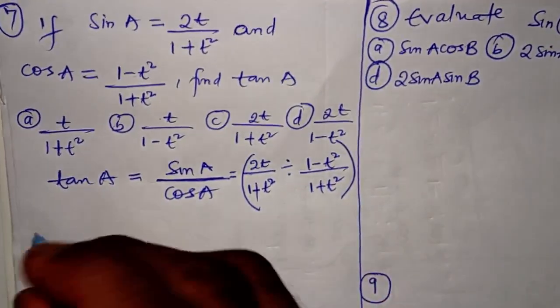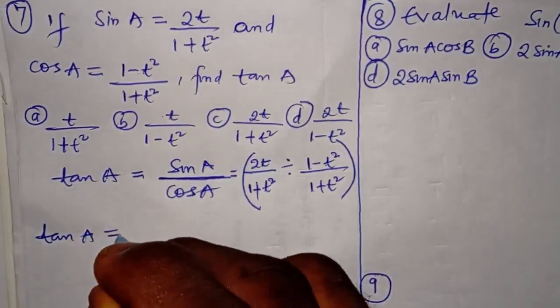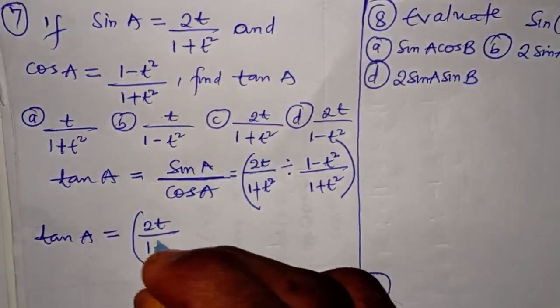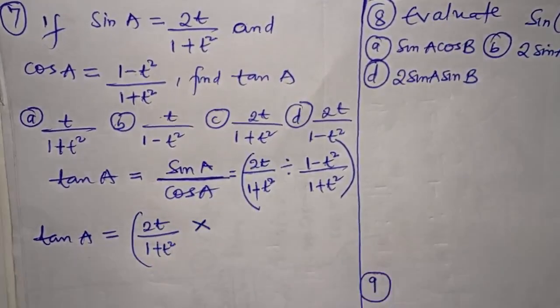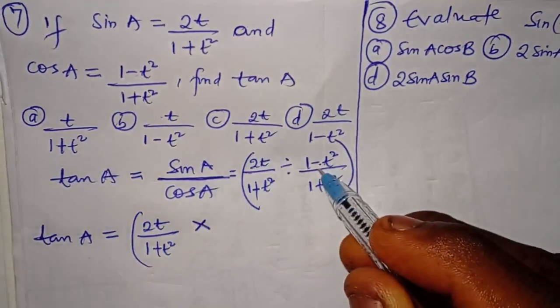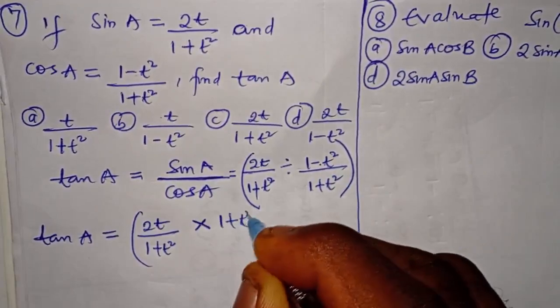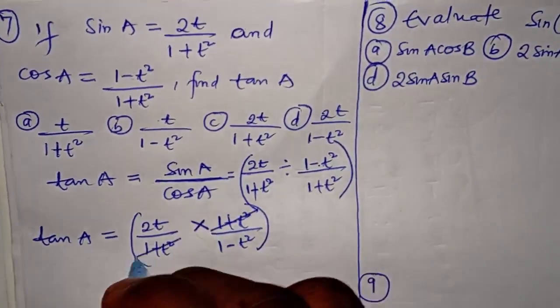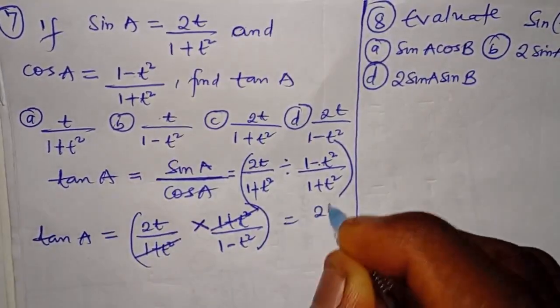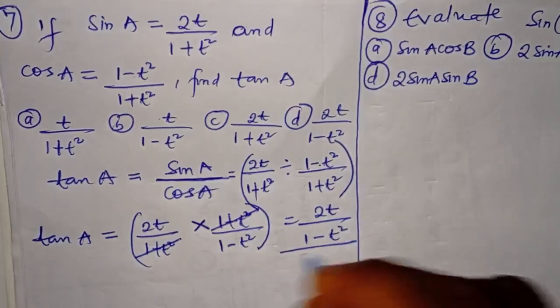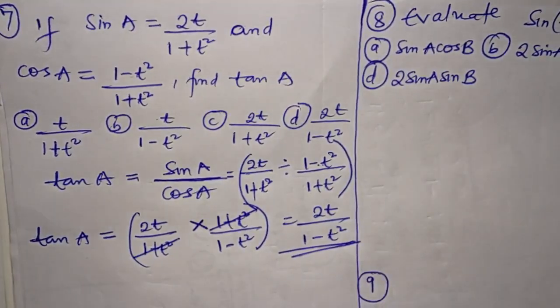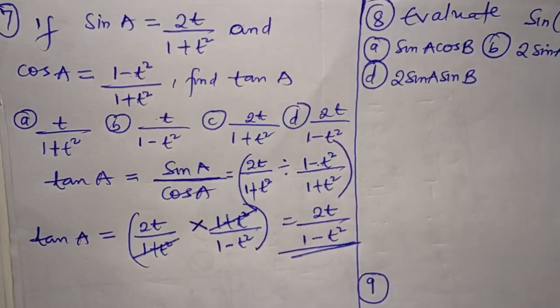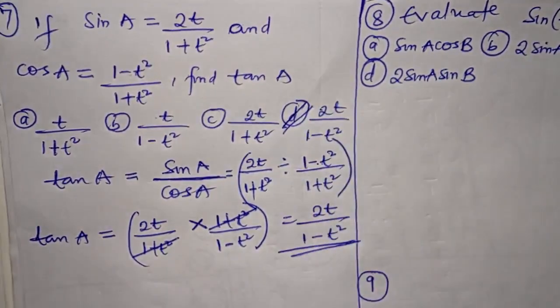So if I simplify that fraction, tan A would be equal to 2t divided by 1 plus t squared. That division will turn to a multiplication, and the reciprocal of this fraction will be taken: 1 plus t squared divided by 1 minus t squared. 1 plus t squared cancels 1 plus t squared. What's left? 2t divided by 1 minus t squared. It's as simple as this. And this is actually option D, 2t divided by 1 minus t squared. So option D is the correct option for this particular question.